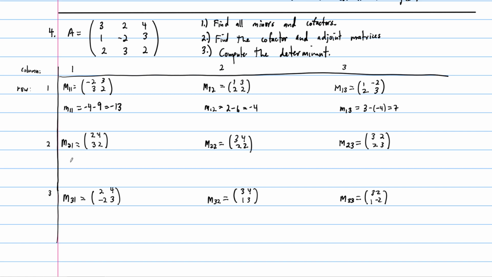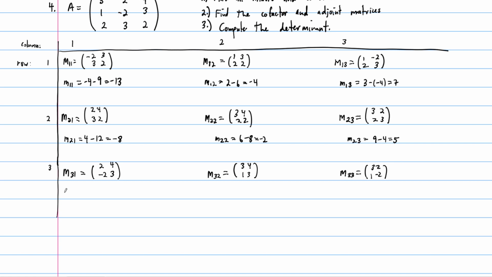That's positive 7. Here we have lowercase m21 is going to be equal to 4 minus 12. So this is minus 8. Lowercase m22 is 6 minus 8. So that's negative 2. Lowercase m23, this one's going to be equal to 9 minus 4. So that's 5. It's a little probably boring listening to this, right? But you guys already worked it out. So this one's going to be 6 plus 8. So this one's 14. Lowercase m32 is 9 minus 4. So that's also 5. And lowercase m33 is negative 6 minus 2. So that's negative 8.